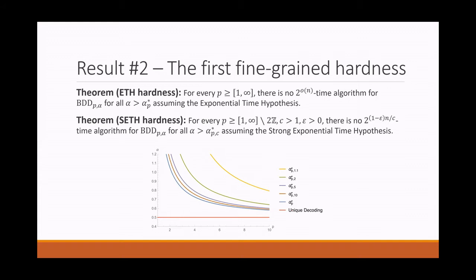Second, we show even more fine-grained hardness. Namely, we show that for all non-even integer p and all fixed C greater than 1, BDD_{p,alpha} is 2^{n/C} hard for all alpha greater than some constant alpha_{p,C} star. Alpha_{p,C} star doesn't have a closed form expression, but we can compute it to high accuracy, as shown in this plot below. Another way of thinking about this result is as a gap factor time trade-off in terms of hardness for BDD. Just as an example, in this plot, this green curve shows what values of alpha we get, say, square root of 2^n hardness for. 2^{n/2} equals square root of 2^n.